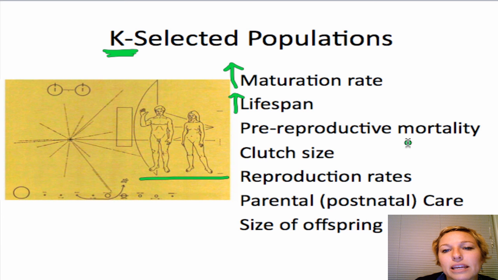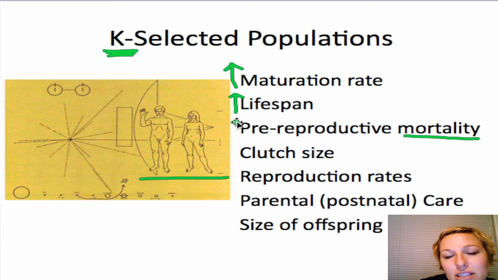Pre-reproductive mortality. Let's talk about this. Mortality is basically, if you see the word mortality, think of death rate or just death, right? So if something has a high mortality rate, that means it dies a lot. So pre-reproductive mortality means that there is a lot of death in an individual or in a population before that individual reaches reproductive maturity.